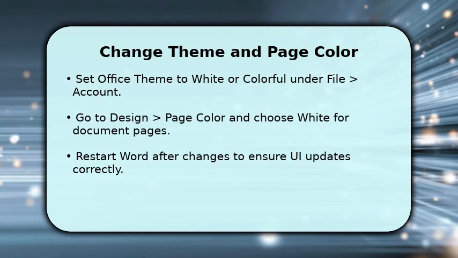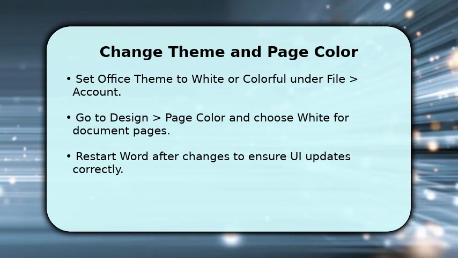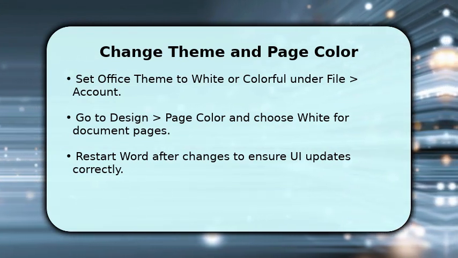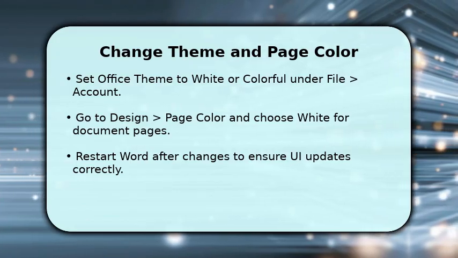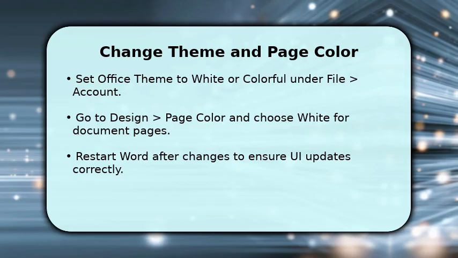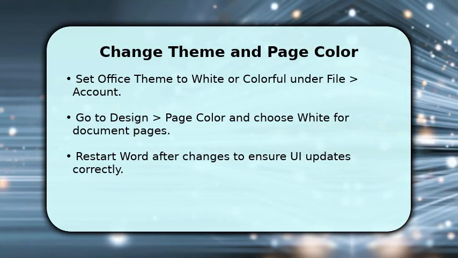Now change the visible interface. In File Account, select Office Theme and choose White or Colorful. This flips the ribbon, panes, and background to light. Once done, go to the Design tab, open Page Color, and select White so your document canvas is bright too, because theme and page color are independent.